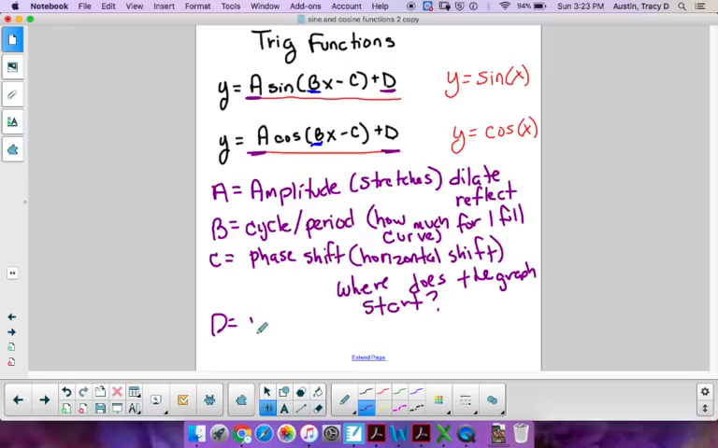All right, and then D is how we find our vertical shift. And that would be, again, where does the graph start?